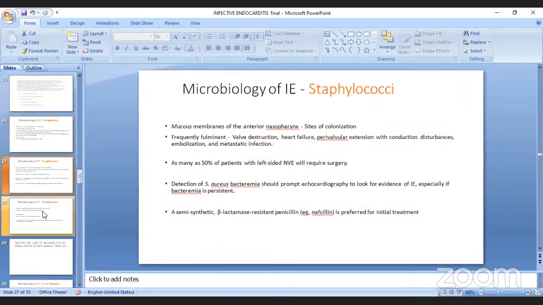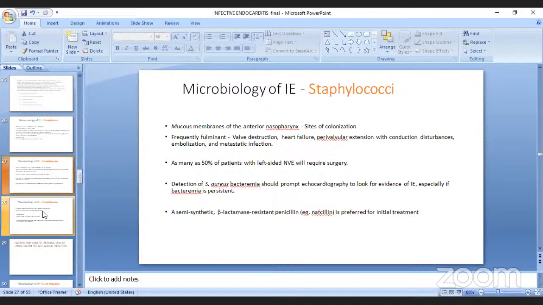Then we come to Staphylococcus, very problematic. Seriously, a patient who has infective endocarditis should be very happy if it is Streptococcus infective endocarditis, because Staphylococci is very fatal and a very, very problematic bacteria. Now where does it reside? The site of colonization is the mucous membranes of the anterior nasopharynx. Please don't forget this. Again, your MCQs will be made out of this. It has a very frequently fulminant course.